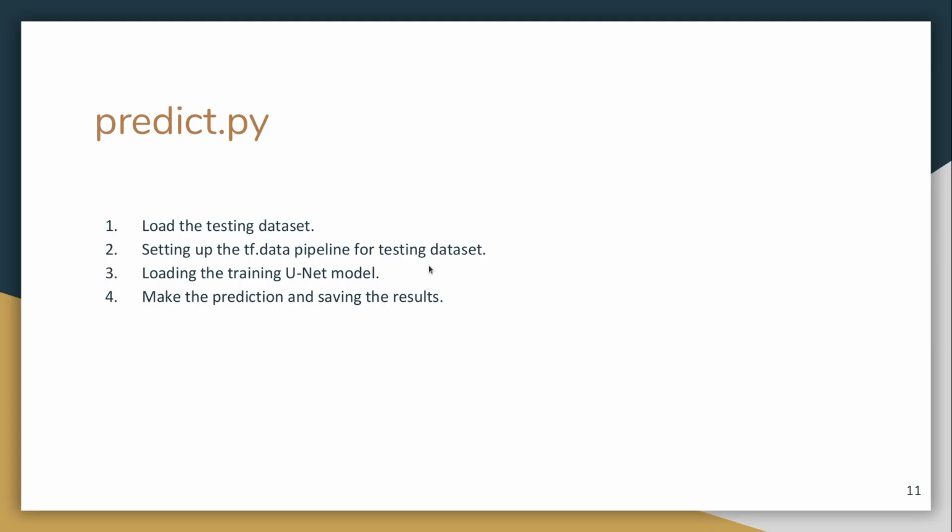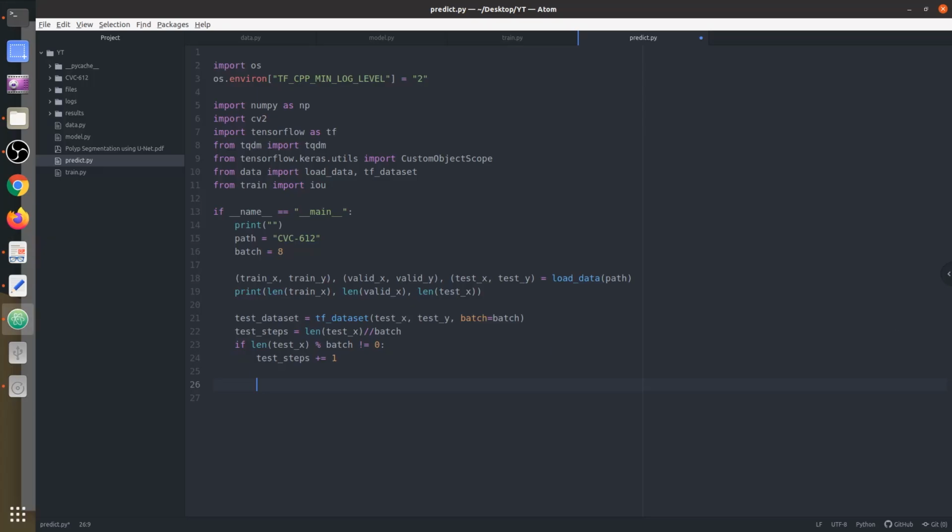After that let's see. Now load. Okay, I am loading the training. Oh, it should be testing. It's incorrect here. Load the training unet model. Okay, I read it incorrectly. Load the training unet model, and after that make the prediction and save the result.